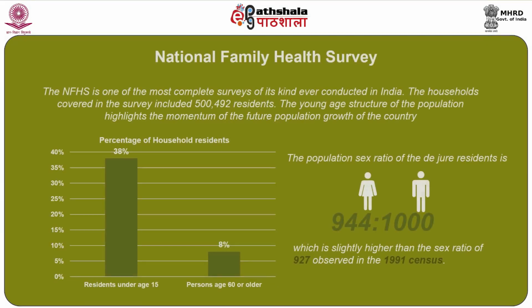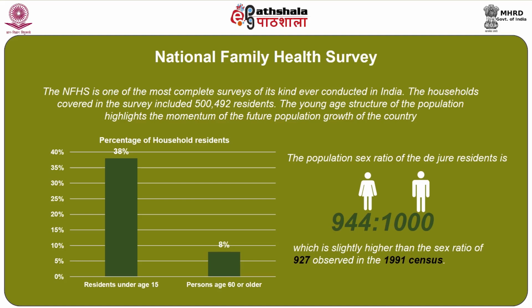The main objective of this survey was to collect reliable and up-to-date information on fertility, family planning, mortality, and maternal and child health related data. Data collection was carried out in 3 phases from April 1992 to September 1993. The National Family Health Survey is one of the most complete surveys of its kind ever conducted in India. The households covered in the survey included 5,492,000 residents.